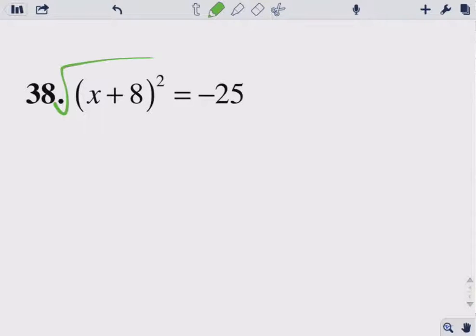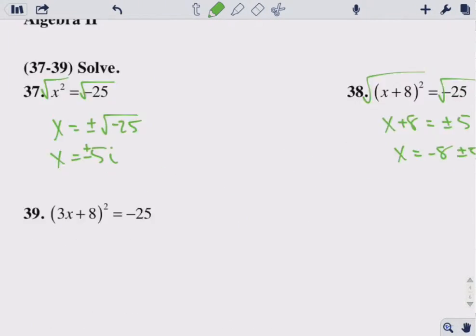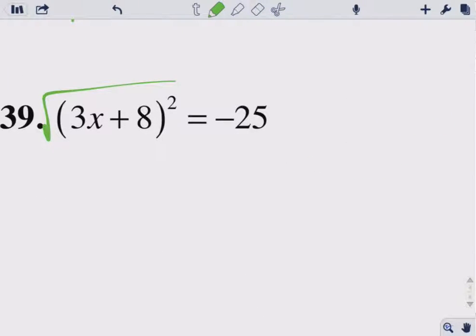Take the square root of both sides. You get x plus 8 is equal to plus or minus 5i, so x is equal to negative 8 plus or minus 5i.